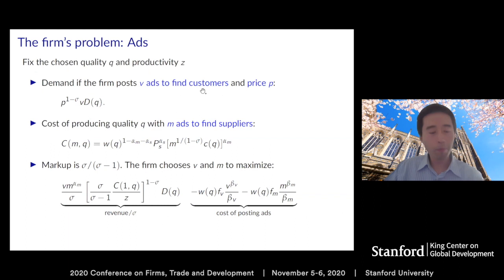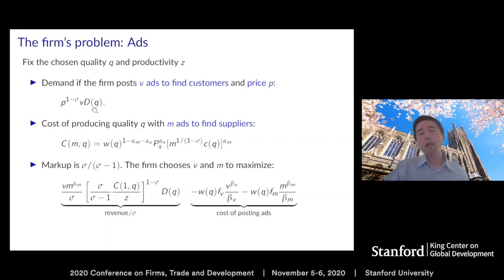In the next slide, going to the firm's problem, they will be posting ads V to find customers, and they will be posting ads M to find their suppliers. When they're posting these ads, they have to take two things as given: a demand shifter D_Q, just like in standard models, and a cost shifter C_Q, okay? These two are equilibrium objects, and they are fairly crucial things that I will come back to later.